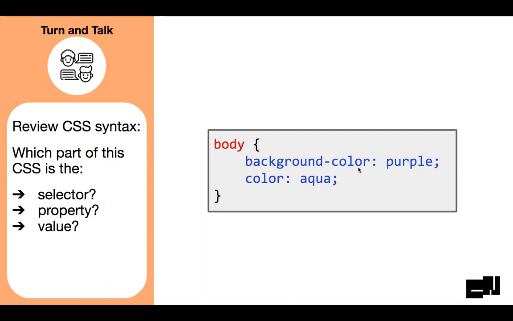Yep, background color, which changes the whole background color as its name suggests, and color, which, if you remember, is the property in CSS that changes the color of the text. And then what are the two values here? Yep, purple and aqua. So we put this all together. This CSS code will make the background color of the whole web page purple and make the color of all the text on the page aqua.